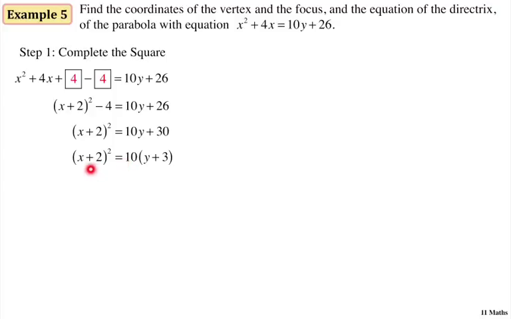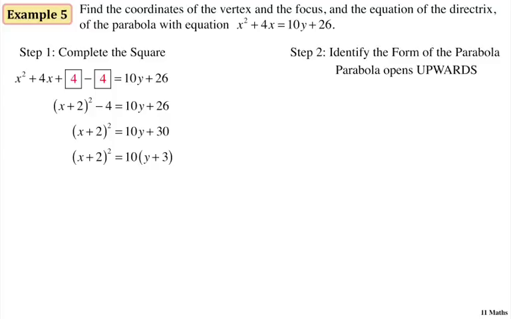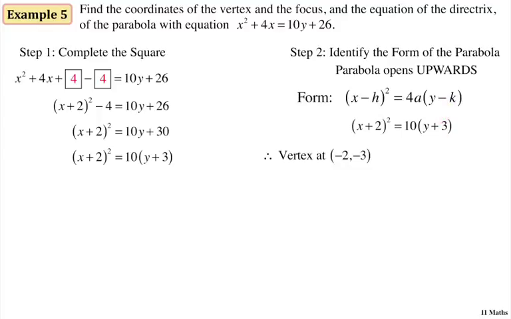The vertex is at -2, -3. You don't actually have to write this bit the way I'm writing it, but we know the parabola opens upwards. There's my formula for any parabola that opens upwards. This is the answer that I got over here. So what's the value of h? H is -2, k is -3, so the vertex is at -2, -3.